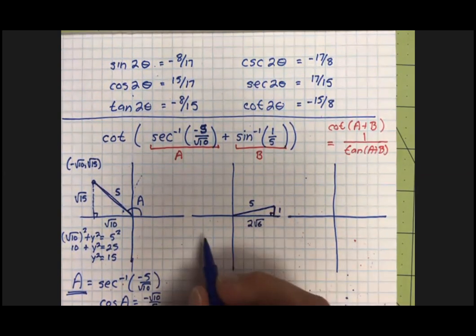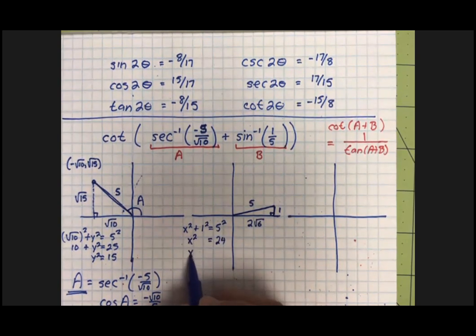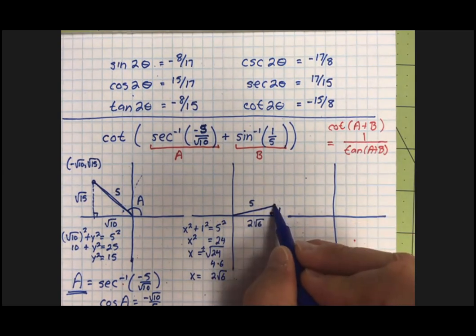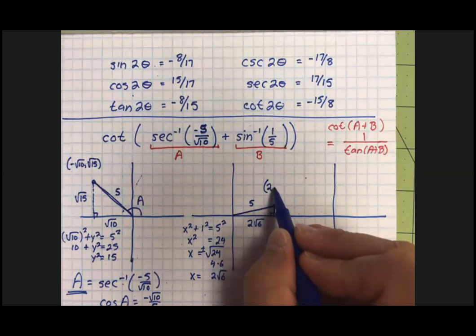Just work this out with the Pythagorean theorem, but let me write it out. X squared plus 1 squared is 5 squared. X squared is 25 minus 1. X is the square root of 24, plus or minus, and 24 is 4 times 6. So X is 2√6, and I choose plus because I'm in the first quadrant. So the name of that point right there is (2√6, 1).